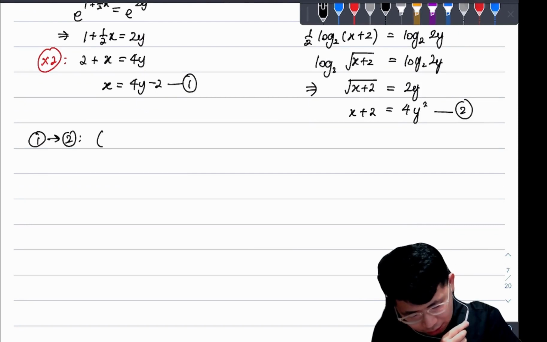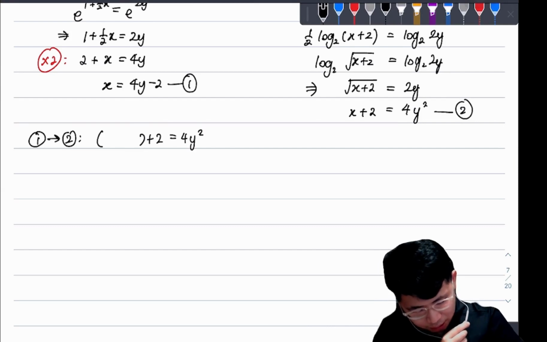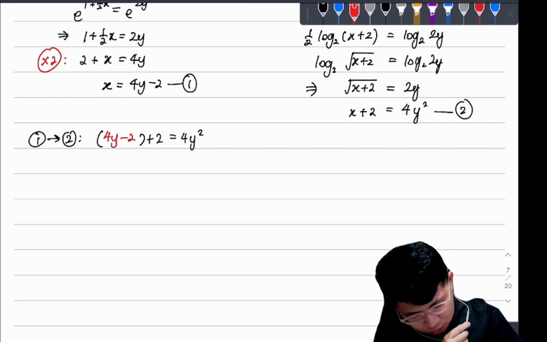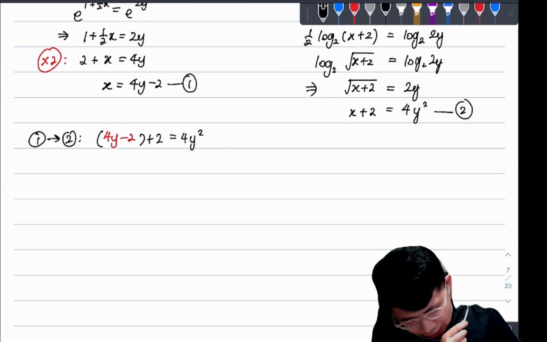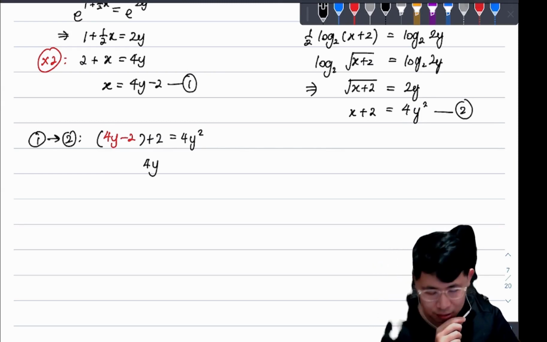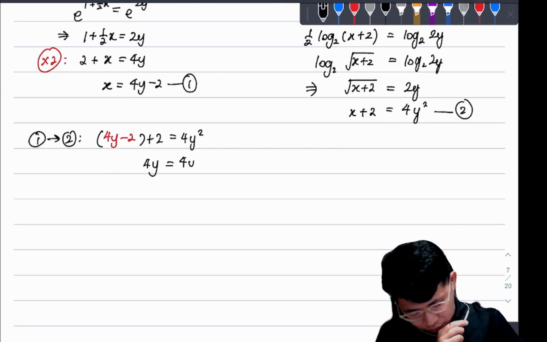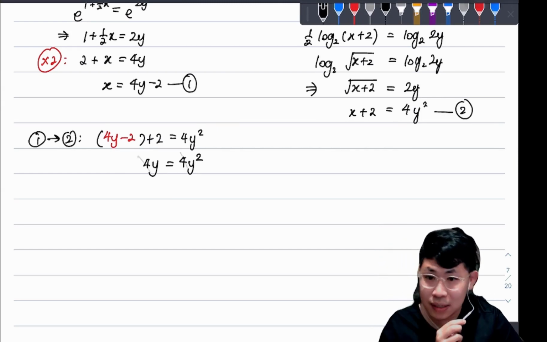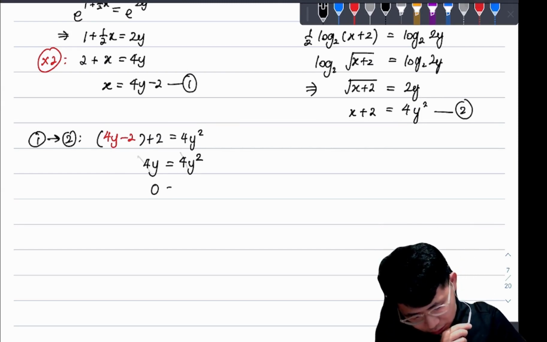Okay, so I have x plus 2 is equals to 4y squared, right? And then just nice, x will be 4y minus 2. Okay, so over here on the left, I have a 4y over here. Minus 2 plus 2 is 0. On the right is just 4y squared. Now then I can divide by 4 on both sides. So over here 0 is equals to y squared minus y.